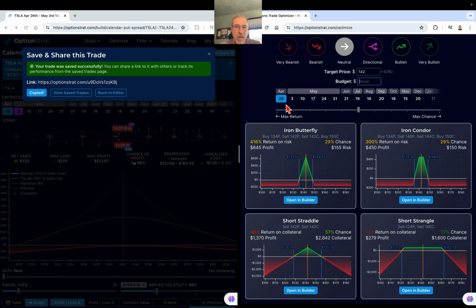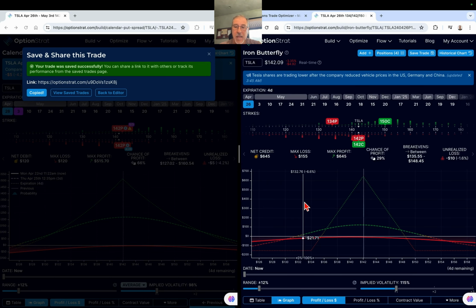I also want it to expire on April 26th. Again, on the calendar, we would be closing that on Friday, April 26th, one way or another. So even though one of those options goes the following Friday, I will be closing it this coming Friday. So I want to do the same here. I want this to expire on April 26th. So I'm going to go ahead and do this one because it's a defined risk trade. It's centered right at 142.